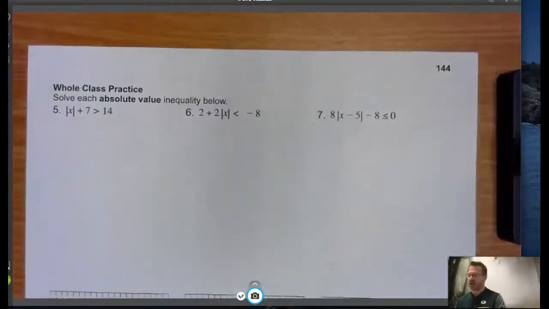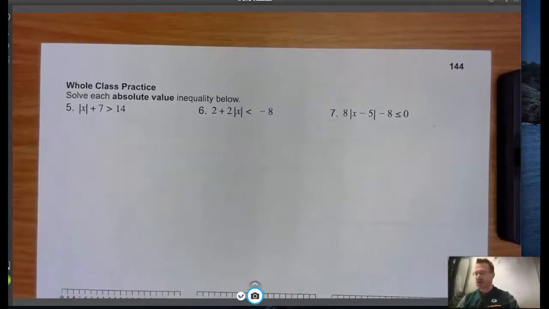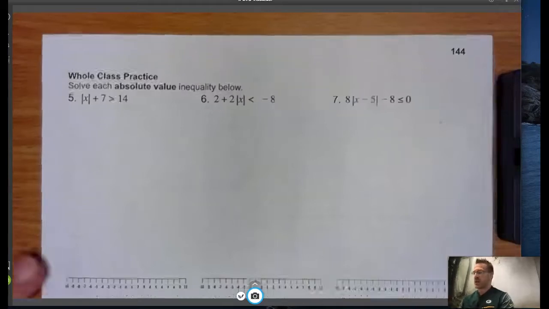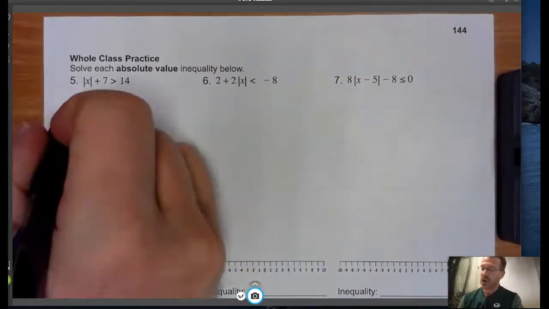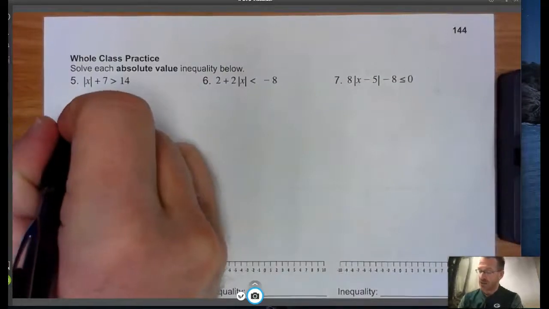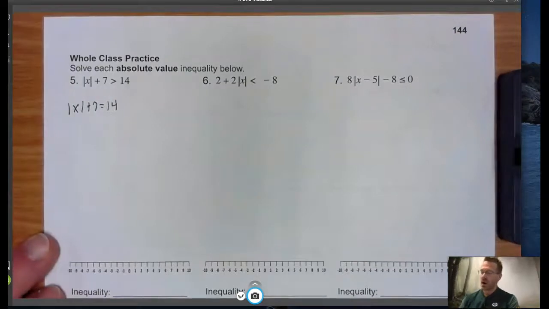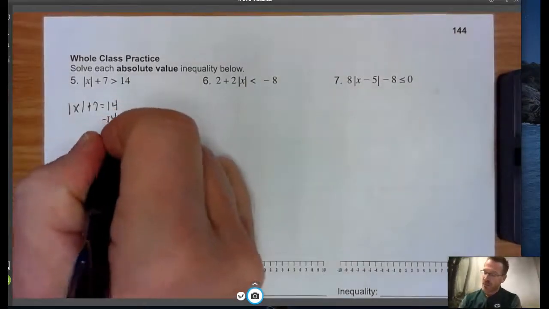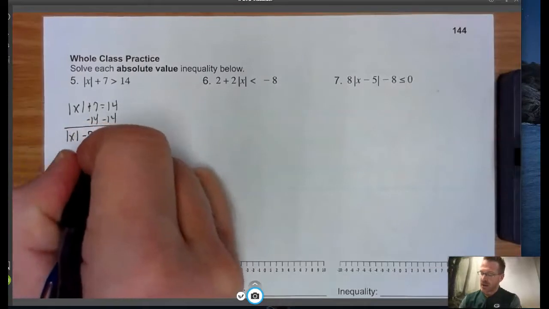So let's flip the page and look at problem number 5 here. So here's our absolute value inequality. We have the absolute value of x plus 7 is greater than 14. So once again, just like we did with equations, we're going to start by making it, or excuse me, with linear inequalities, we're going to make it an equation, and then we're going to solve that equation. All right, so I'm going to subtract 14. So the absolute value of x minus 7 is equal to 0.